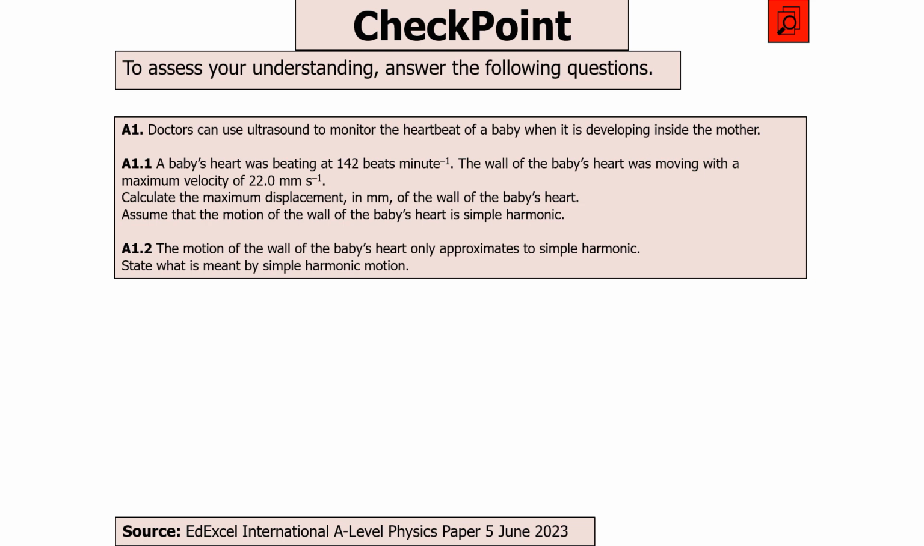The next question says, doctors can use ultrasound to monitor the heartbeat of a baby when it's developing inside the mother. A baby's heart was beating at 142 beats per minute. The wall of the baby's heart was moving at a maximum velocity of 22 millimeters per second. Calculate the maximum displacement in millimeters of the wall of the baby's heart. Assume that the motion of the wall of the baby's heart is simple harmonic.